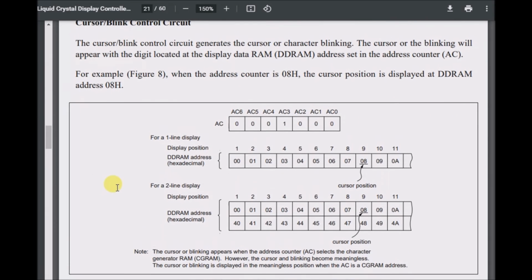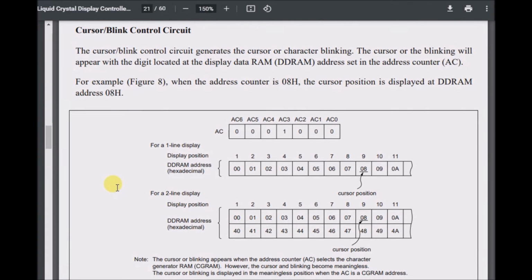Cursor blink control circuit. The cursor blink control circuit generates the cursor or character blinking. The cursor or the blinking will appear with the digit located at the display data RAM, DDRAM address set in the address counter, AC. For example, in figure 8, when the address counter is 08H, the cursor position is displayed at DDRAM address 08H.